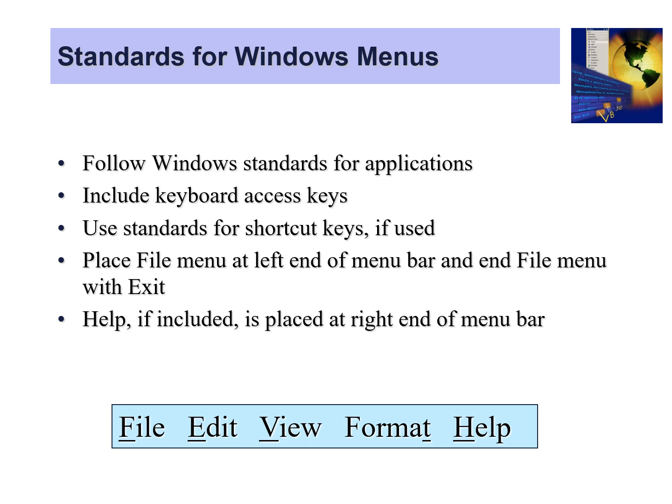Let us see the standards for Windows menus. You follow the Windows standards for applications. You can include keyboard access keys. Use standards for shortcut keys if used. Place the File menu at the left end of the menu bar and end the File menu with Exit. Help, if included, is placed at the right end of the menu bar.